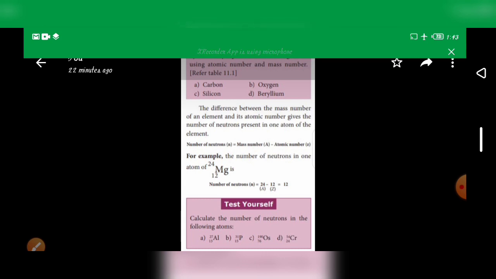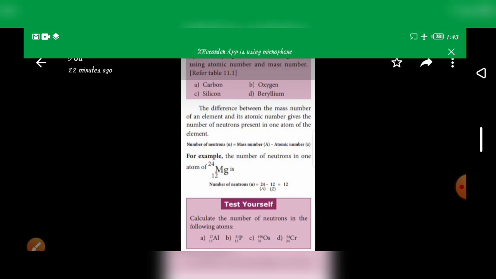How will you calculate? You write first the mass number, written as A, minus the atomic number Z. It gives the number of neutrons. For these, test yourself. I have given some atoms; calculate the number of neutrons in the following atoms.